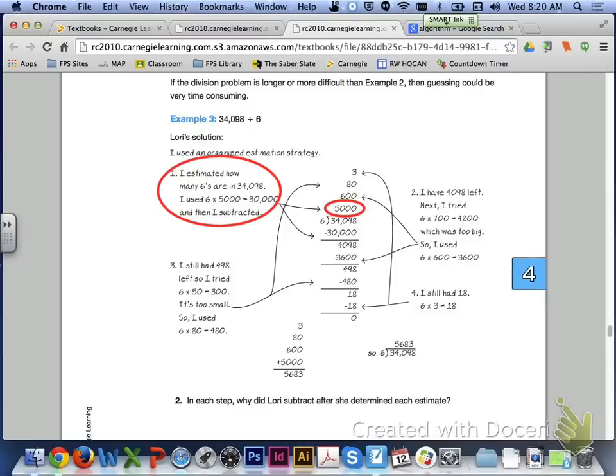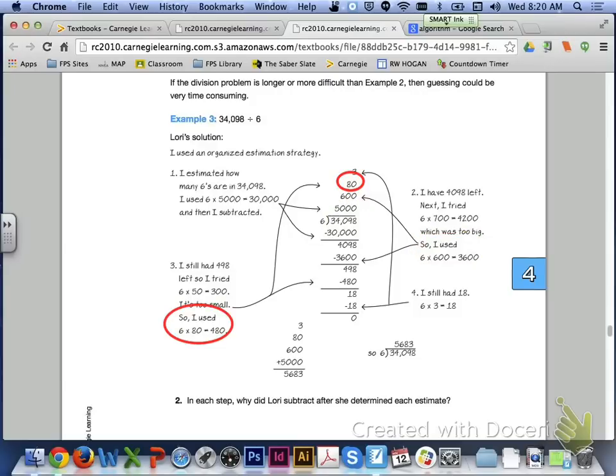First, Lori wanted to see how many times 6 went into 34,098. 6 went in 5,000 times, and then she subtracted 30,000 from 34,098. Next, after getting the difference, she wanted to figure out how many times 6 went into 4,098. That would be 600. 6 times 600 is going to give you 3,600. You subtract and get the difference again.